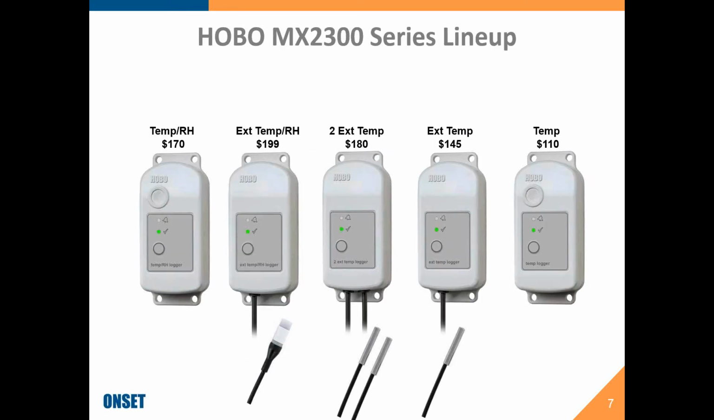There are actually 5 models in this line of loggers, the MX2300s. Four of them, the 4 on the left, are the same series of models that we had for our U23. So we have an internal temp RH sensor version that sells for $170, which is the same price as we sell the U23s for. There's an external temp RH version for $199, again the same price as the U23. Then we have external temperature versions with either 2 probes or 1 probe, and then we added a model that has an internal temperature sensor only. That sells for $110 US.